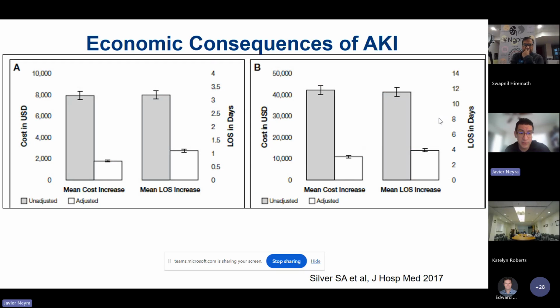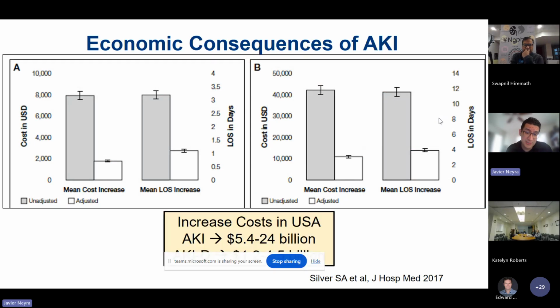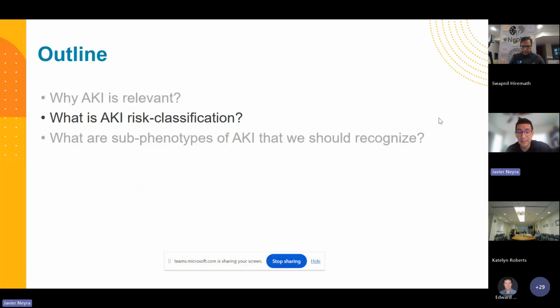This all carries economic consequences. As you can see on the left side of the slide, we have the increased cost. This is based on US data, AKI care, because of the prolonged stay in the hospital, sometimes in the ICU. This conveys costs between 5.4 and 24 billion. Even the smaller group of patients that develop AKI requiring dialysis, despite their lower number, also carry about a 5 billion burden in economic consequences.